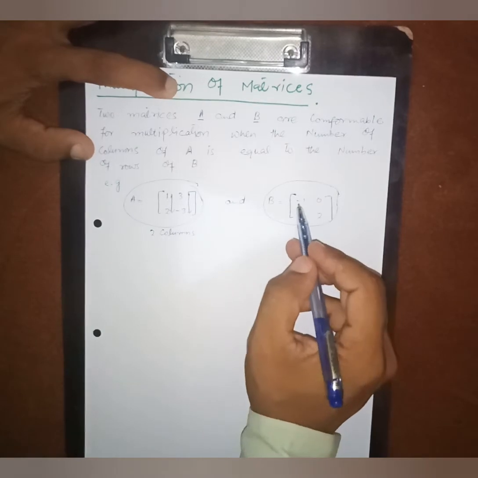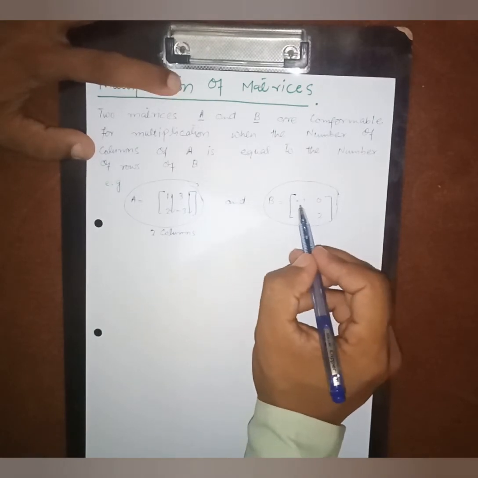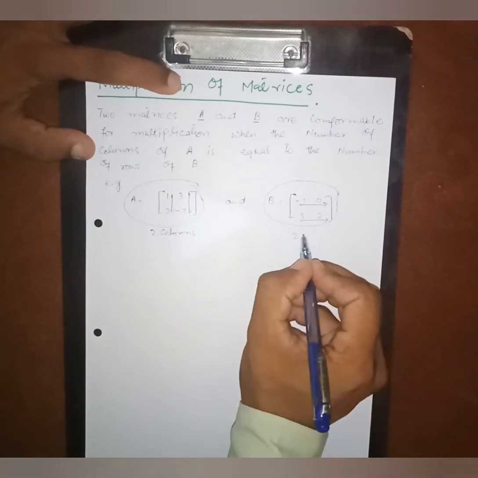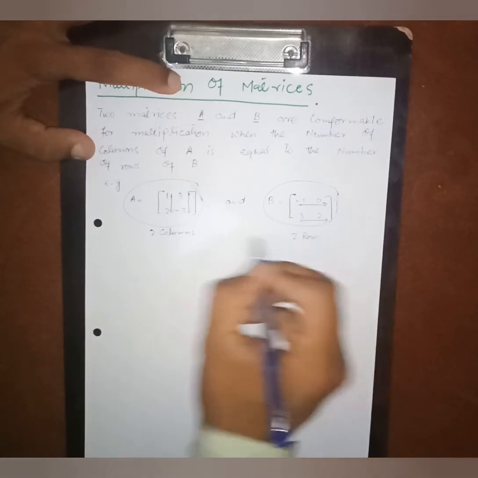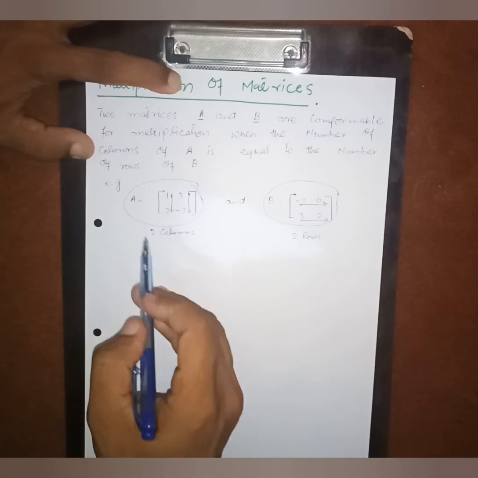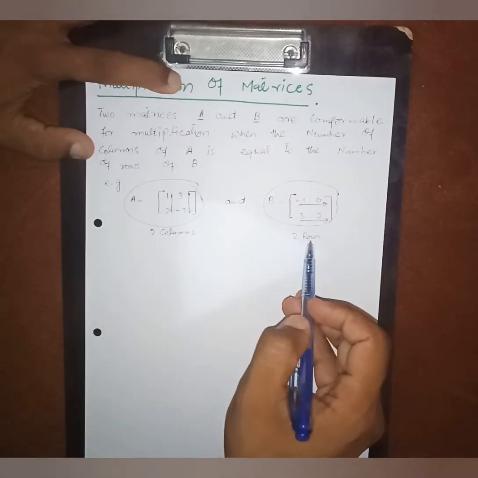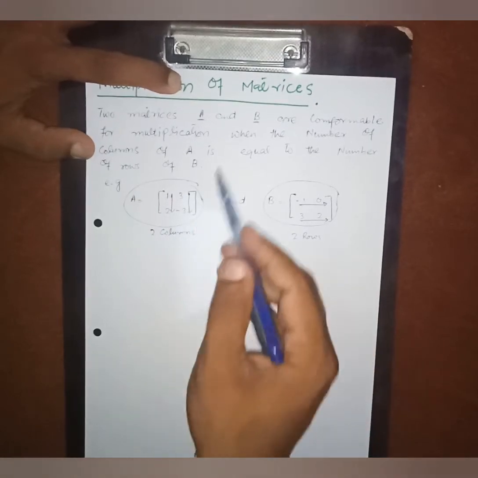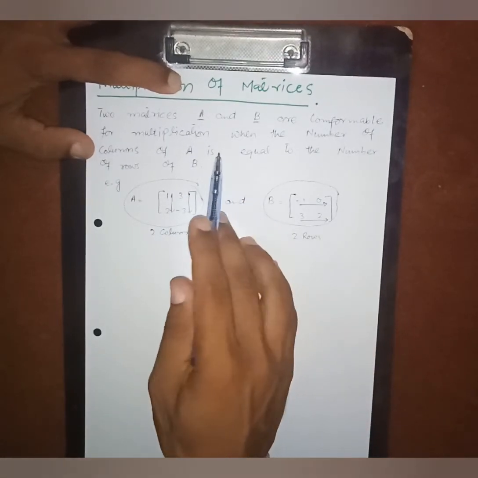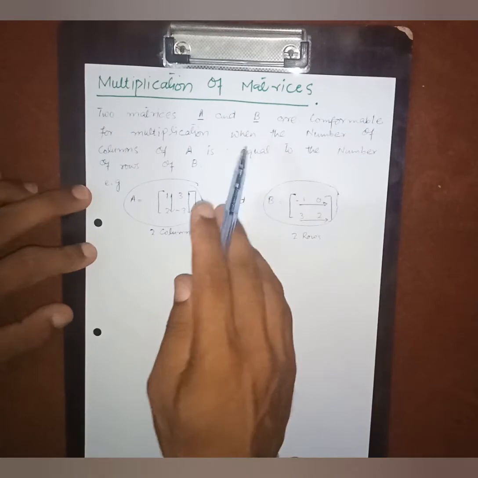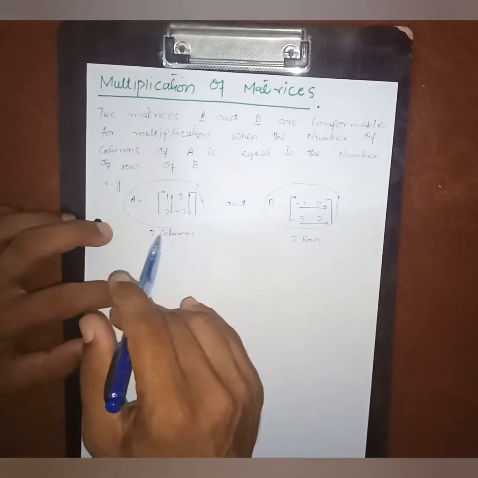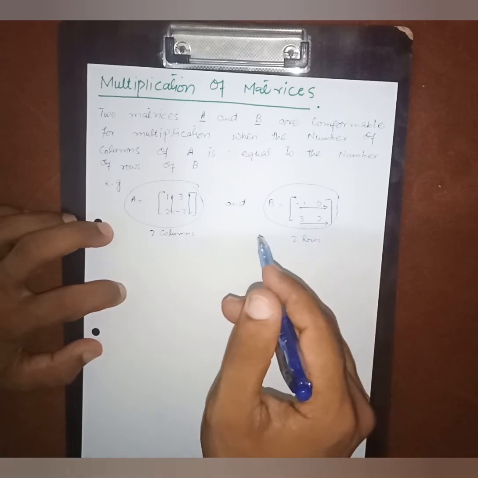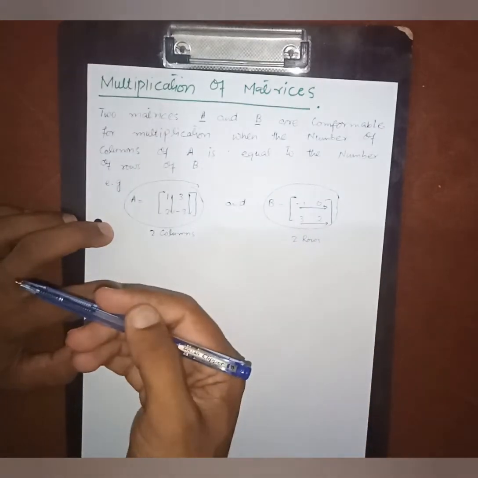And for matrix B, we have to see the rows of matrix B. One row, second row, so we have two rows. So in matrix A we have two columns and in matrix B we have two rows. These two satisfy the condition, because we have already said that when the number of columns of matrix A is equal to the number of rows of matrix B, then we can easily multiply matrices with each other.